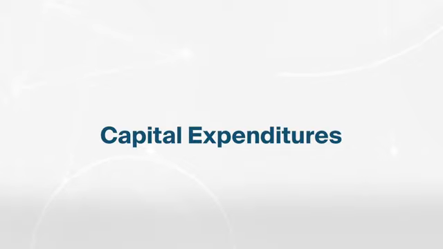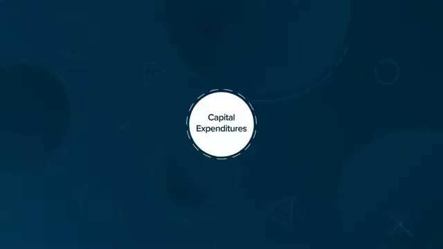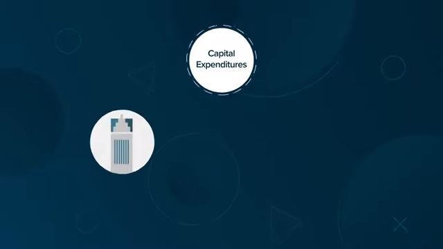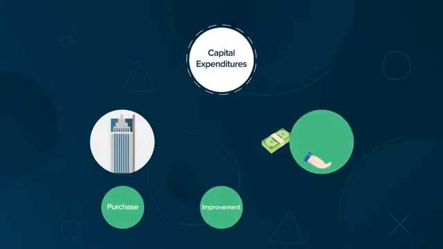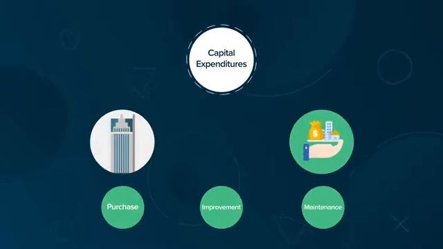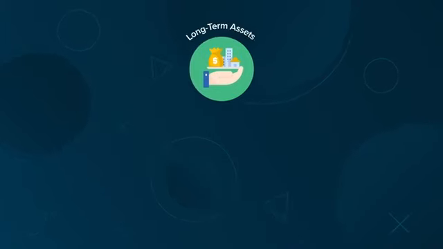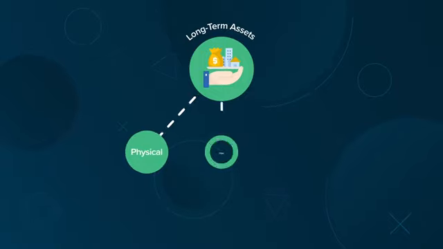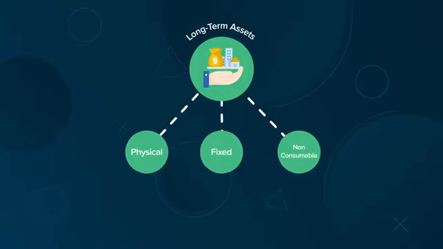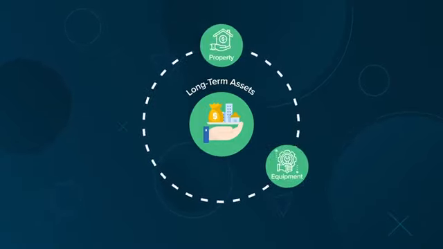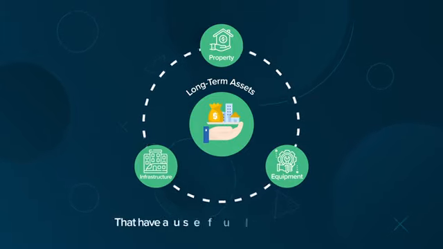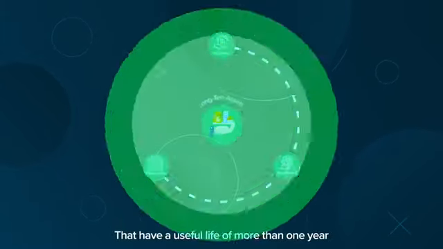In this lesson, we're going to cover capital expenditures. Capital expenditures refer to funds that are used by a company for the purchase, improvement, or maintenance of long-term assets to improve the efficiency or capacity of the company. Long-term assets are usually physical, fixed, and non-consumable assets, such as property, equipment, or infrastructure, and that have a useful life of more than 1 year.